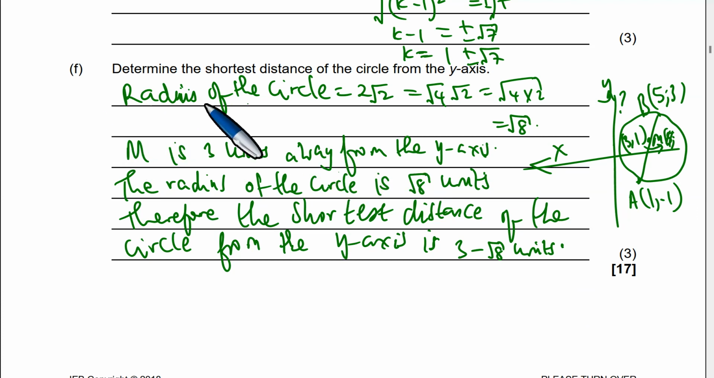So they said determine the shortest distance of the circle from the y-axis. To find the shortest distance of the circle, we take the 3 units, which is how far the center of the circle is from the y-axis, and then we subtract the radius, and we shall get the actual shortest distance of the circle from the y-axis. We shall get the actual distance, a small little bit, and that small little bit is this one, the distance of the circle.